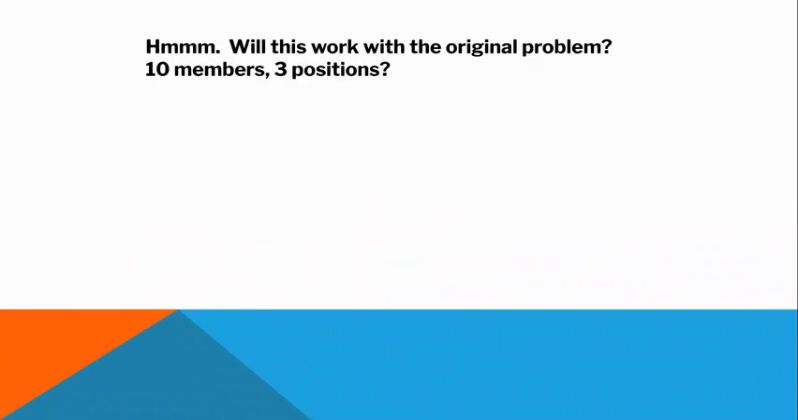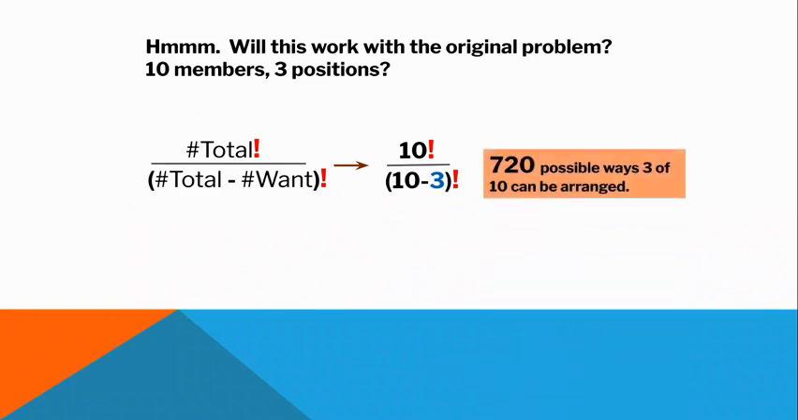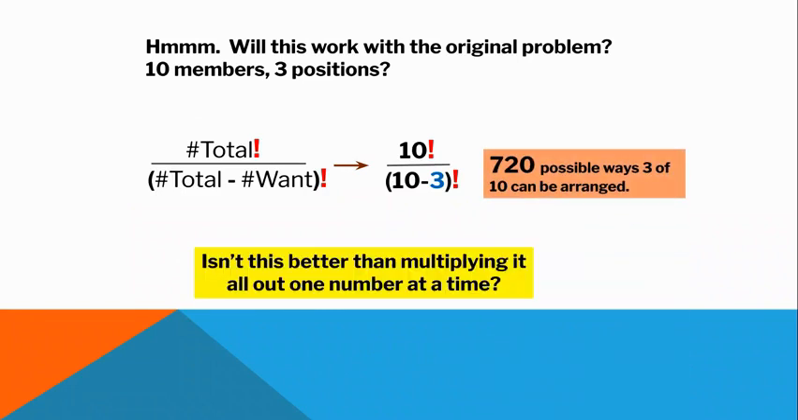Will this work with the original problem? 10 members, 3 positions? Well, let's see. 10 factorial over 10 minus 3 factorial, 720. So it does work. Isn't that better than multiplying it all out one number at a time? Yes, it is. No?